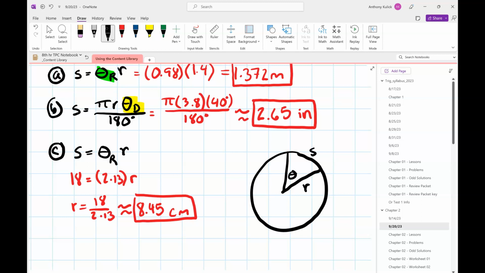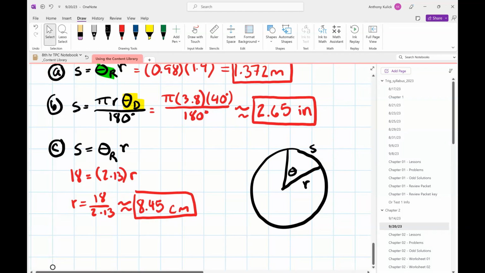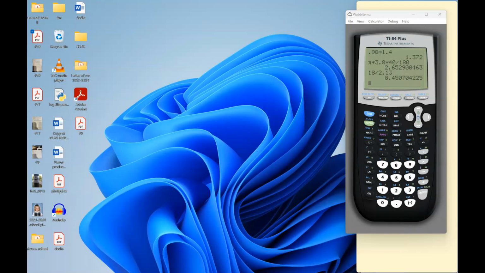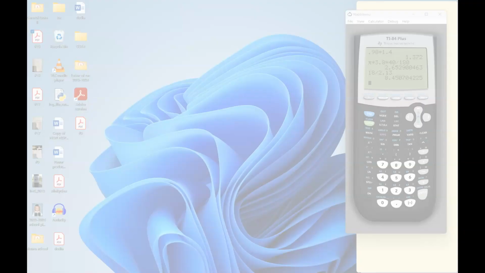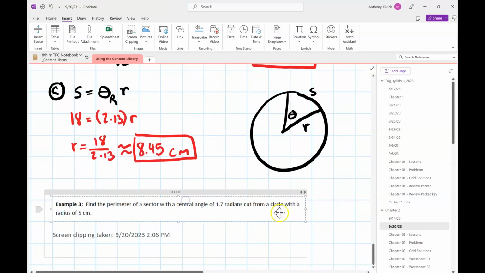Okay. Let's look at another example problem here. This one's a little bit more, I don't know, a little different.